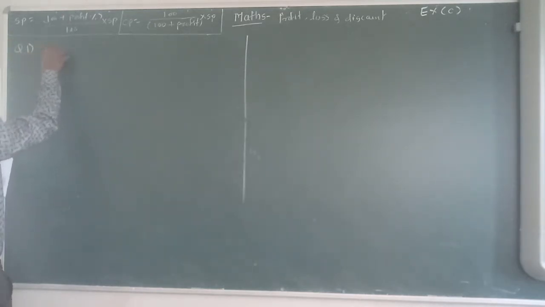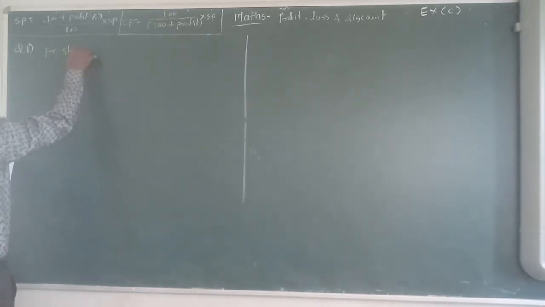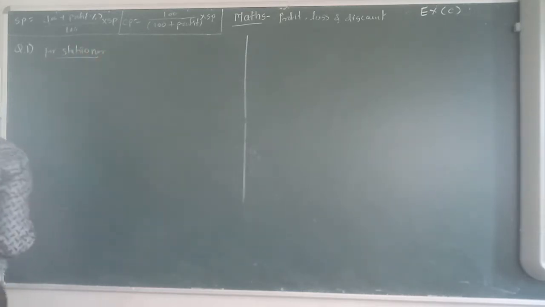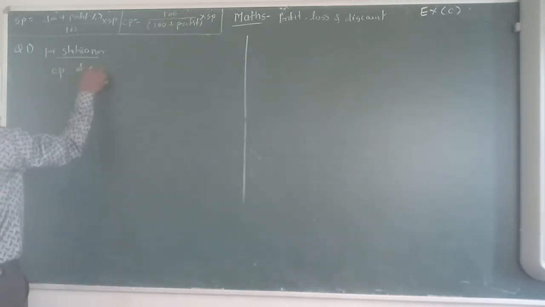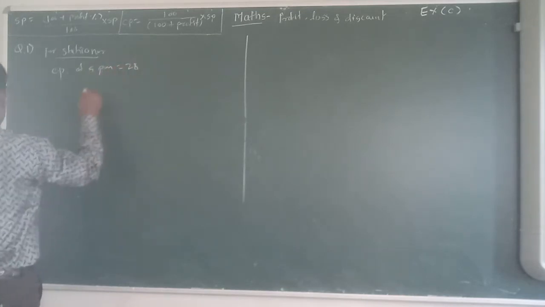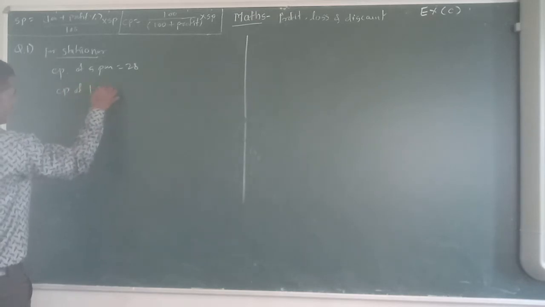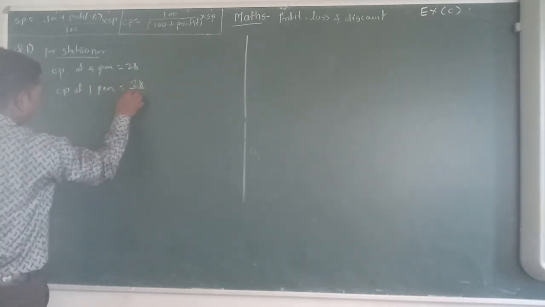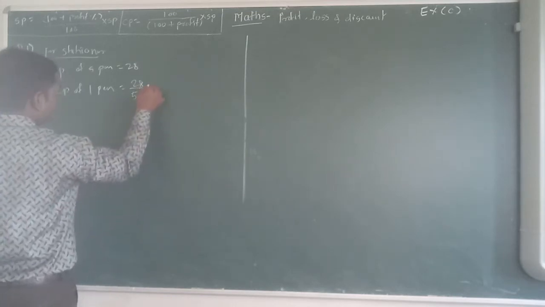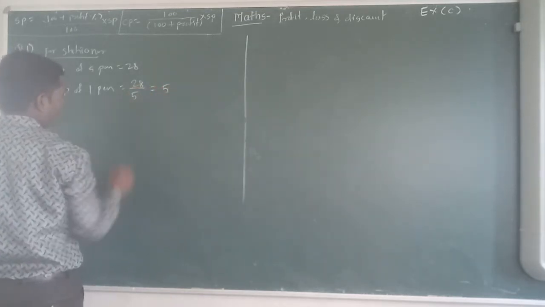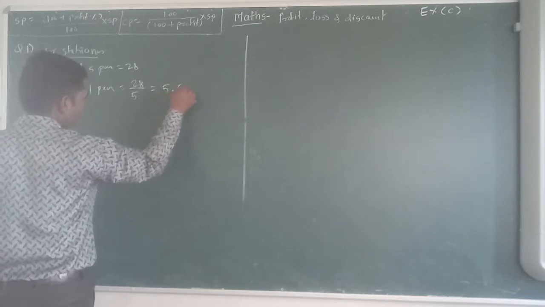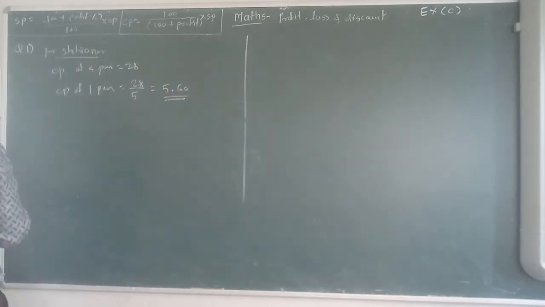So for the stationer, we are now finding the cost. For the stationer, CP is given: CP of 5 pens is 28 rupees. Then CP of 1 pen is 28 upon 5, which is 5.60. One pen costs 5.60.